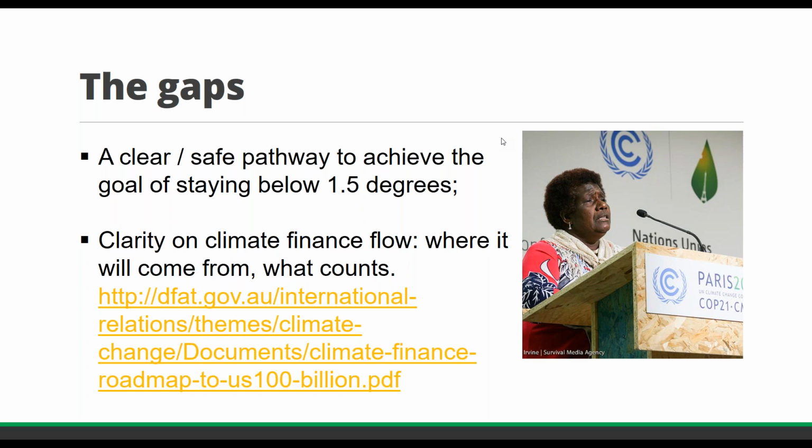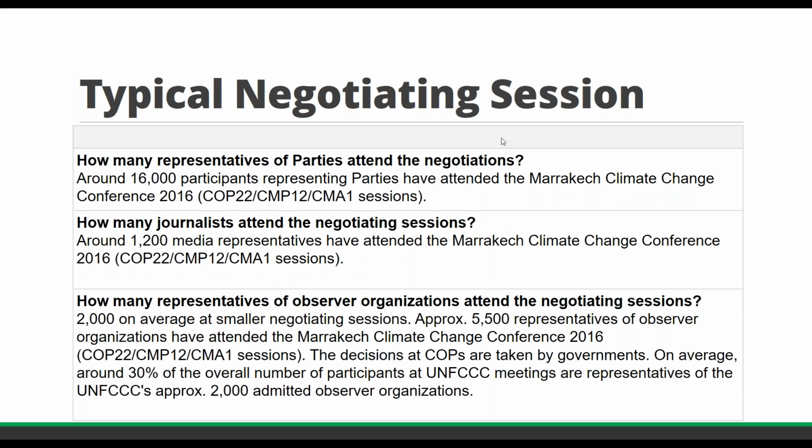So I'm just going to go. Just so people have a sense, if this is their first process, the typical negotiating session usually has around 16,000 participants representing parties alone. This was the number that you had in Marrakesh. You often have around 1,200 media representatives, and then around 5,000 or so representatives of observer organizations. So overall, it's a very large space, about 20,000 people or so who attend the whole entire COP.